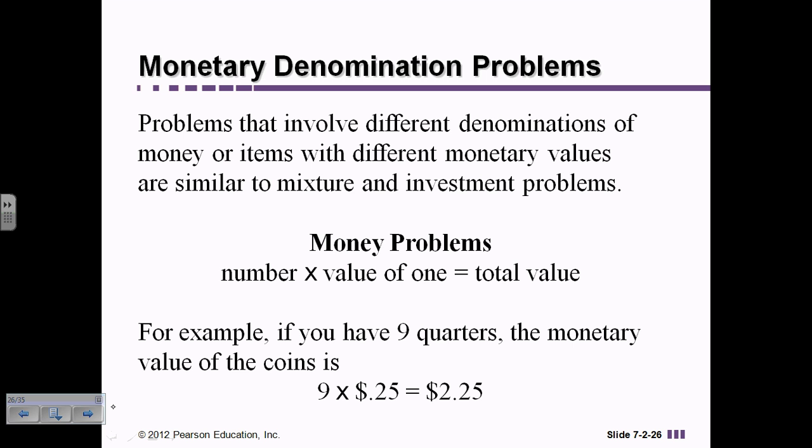All right, so let's look at some money problems, or monetary denomination problems. Those are problems that involve how many quarters do I have if I have this much money, or how many nickels do I have, things like that. The thing to keep in mind is that you always have to think in terms of the monetary value. You have to think of the value of one coin and multiply it by how many coins you have. So quarters, for example, are 0.25, nickels are 0.05.